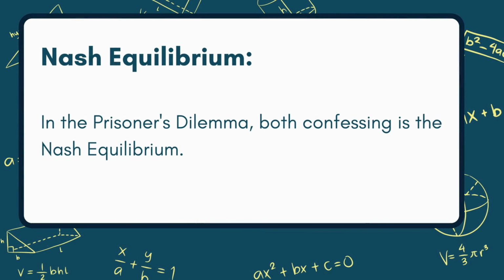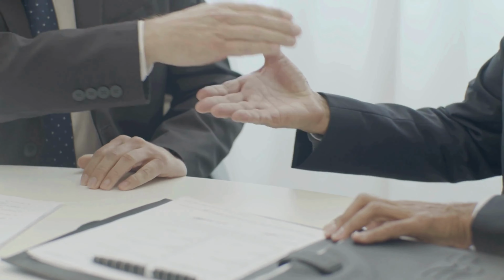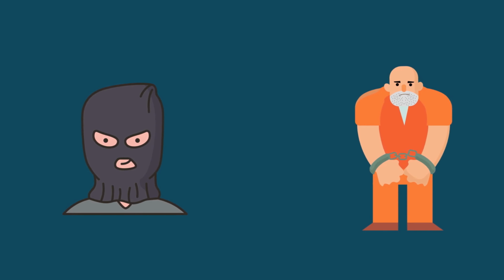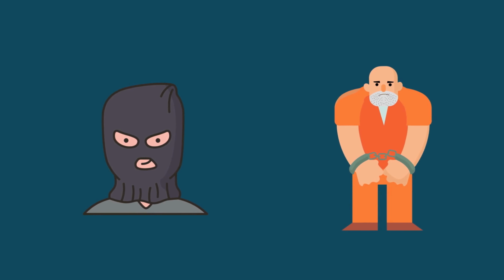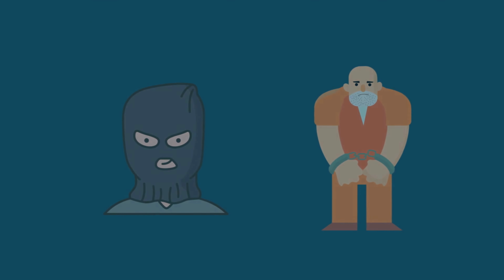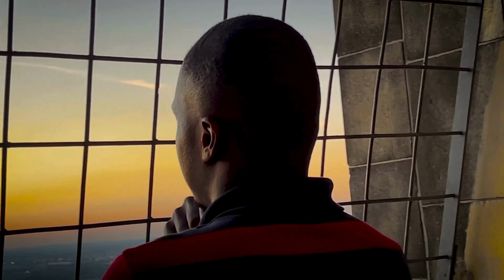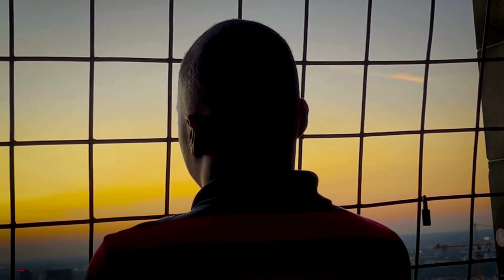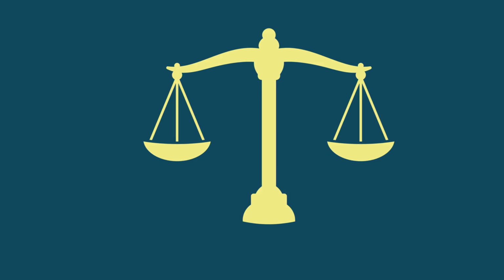Applying the Nash equilibrium in the prisoner's dilemma, both confessing is the Nash equilibrium. Even though cooperating will lead to a better overall outcome, each prisoner individually has a reason to betray, to get the better outcome, thinking the other might do the same. And if one of the prisoners doesn't choose to betray, they will get a hard sentence. That's why the Nash equilibrium is to betray for both prisoners.